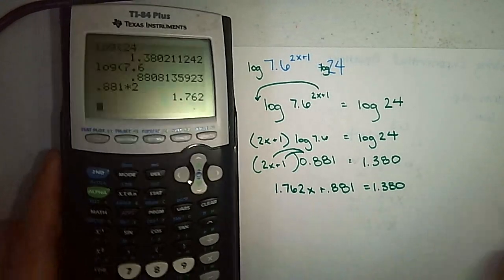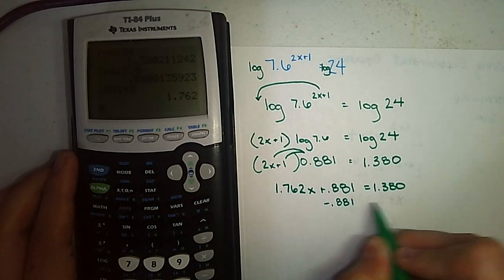And now to solve this, I'm going to go ahead and subtract that 0.881 from both sides.